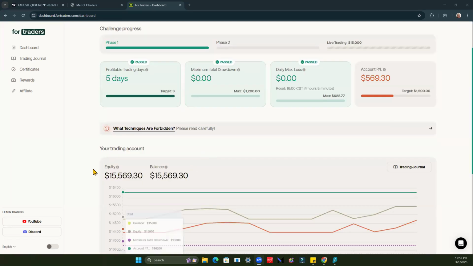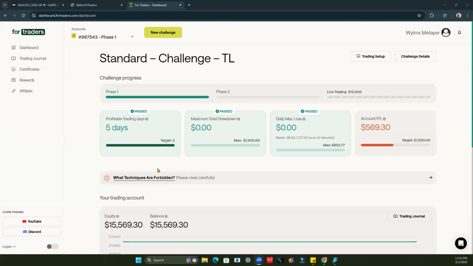I actually purchased a $15,000 challenge. And the challenge pretty much tells you exactly what you need to do in order to pass it. Phase one, I'm in phase one right now. As you can see, I passed this area here where you have to trade 3 days. I'm on my 5th day, no drawdown, which means if I go below $1,200, the challenge is canceled, or I would have lost the challenge. My maximum daily loss is $622, so I cannot lose more than $622 in one day. My P&L profit is $569.30.